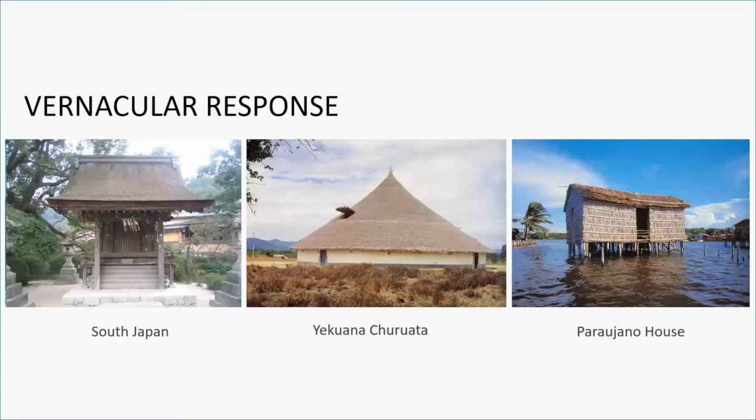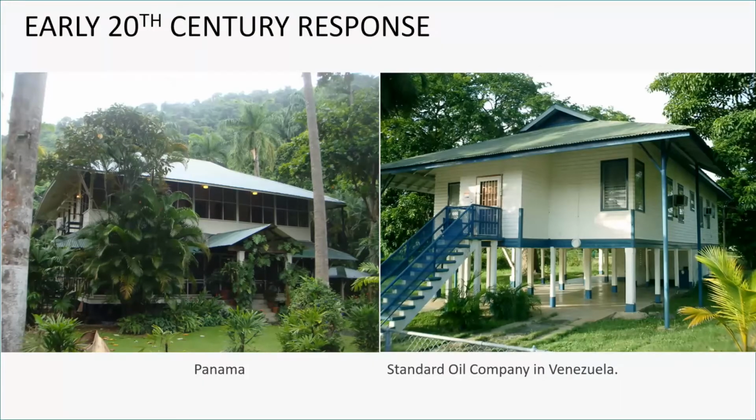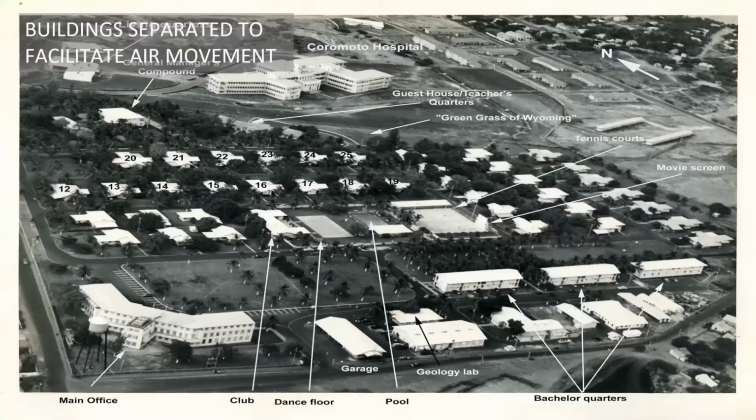And we can see this solution in vernacular architecture and traditional architecture in many parts of the world, which is really interesting. Again, coming to the same solution in a hot and humid climate. Even early 20th century responses from European companies that were exploring for oil in tropical countries would develop similar solutions. Again, we're raising above the ground, and we're maximizing airflow, and we're providing shade. And we see this in many hot and humid climates all over the world. When we were looking at the layout of these buildings, they're also separate from each other to maximize airflow, to maximize breezes, and then there's vegetation to provide shade.